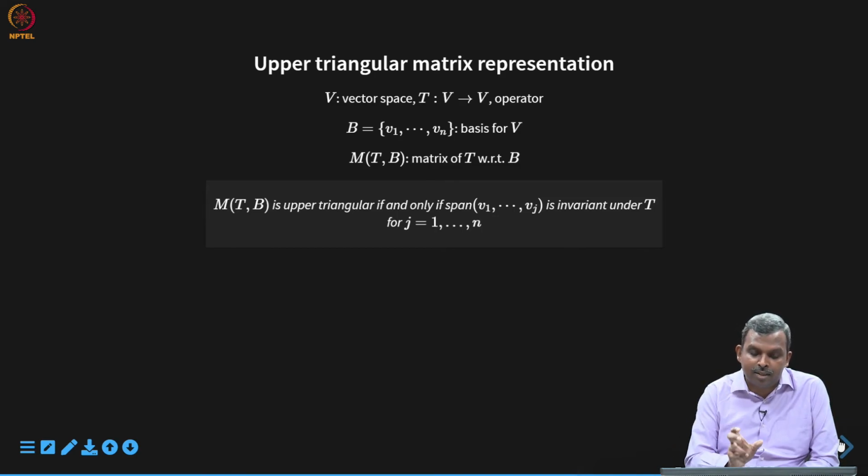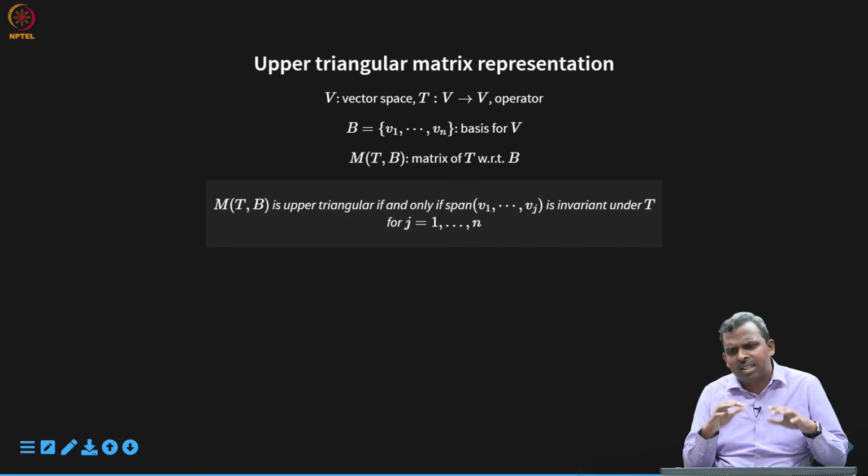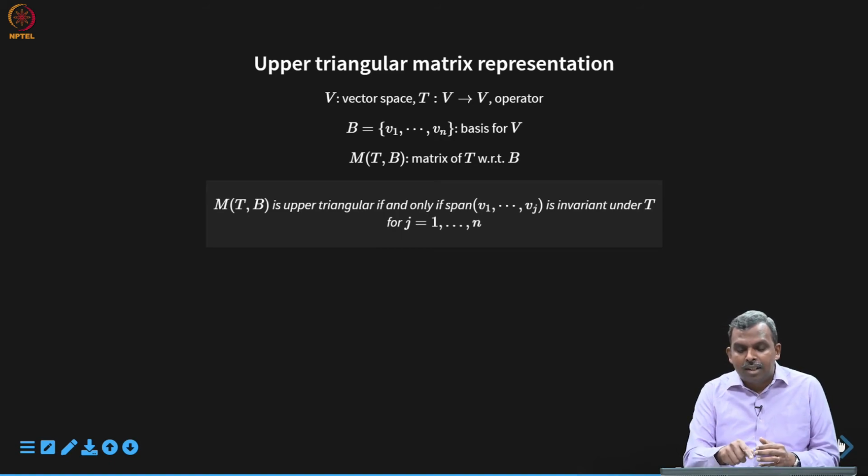Okay, so this is an interesting way of characterizing the upper triangular matrix representation. So far we have just said upper triangular, but what does it really mean in terms of what the operator is? It turns out this is what is important. If over a particular basis the operator has an upper triangular matrix representation, this is an if and only if condition: V1 to Vj has to be invariant under T.